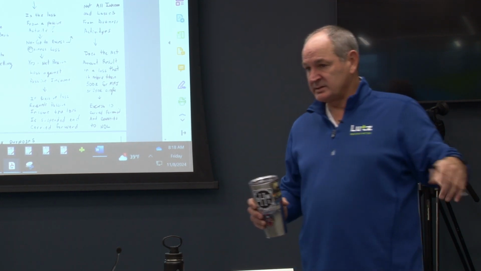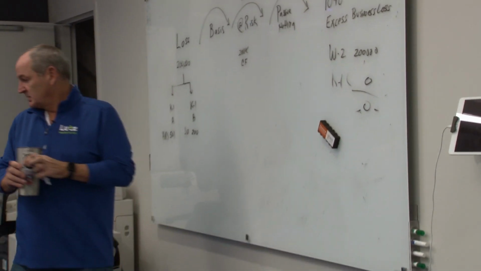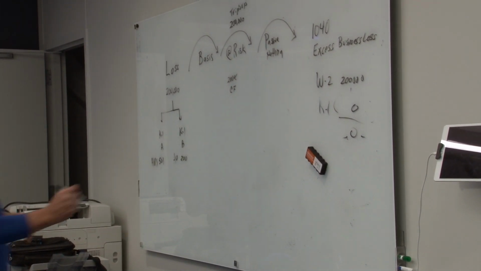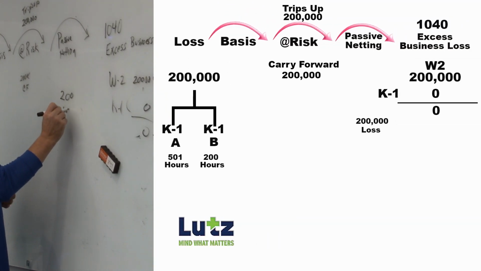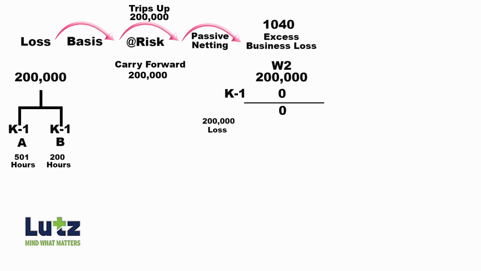You guys did that analysis. We can't group them. So now business activity B has basis, at-risk basis, and we get to the passive, and now we have $200,000 of loss. So, CV, who do you want to call on? Jackson.